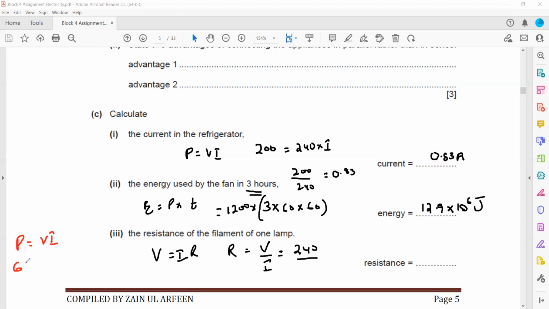The power of each lamp is 60 and the voltage across each lamp is 240. So it will be 60 divided by 240, which will give us the current. 60 divided by 240 is 0.25. So the current in each lamp is a quarter, 0.25 ampere. Now we know the current, so 240 divided by 0.25 is equal to 960 ohms. So this is how we get the resistance of each filament bulb.